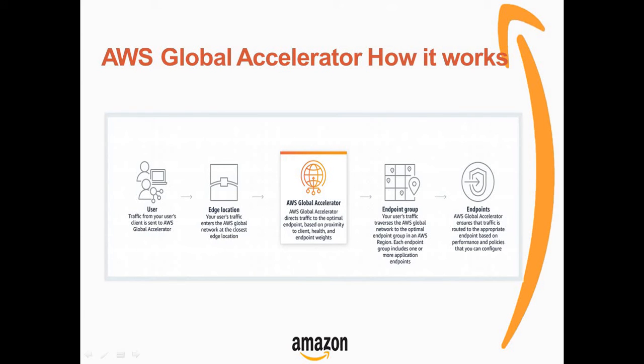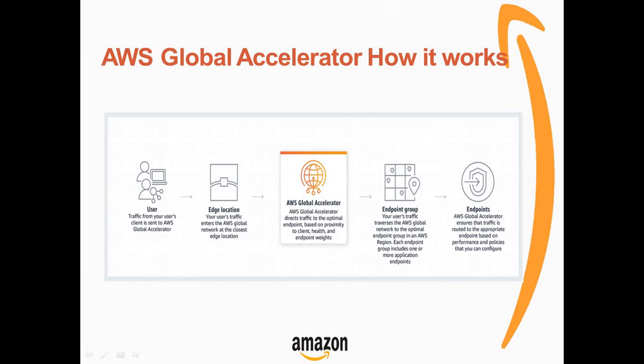Now this is how it works. So you have a user. The traffic from a user client is sent to your AWS Global Accelerator, which is at an edge location. Your user's traffic enters the AWS Global Network at the closest edge location. So remember this. Now with AWS Global Accelerator, it directs traffic to the optimal endpoint based on proximity to client, health, and endpoint weights. So from Global Accelerator, the traffic is going to the endpoint group, as you can see in the diagram. Your user's traffic traverses the AWS Global Network to the optimal endpoint group in an AWS region.